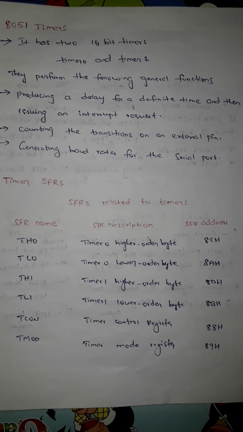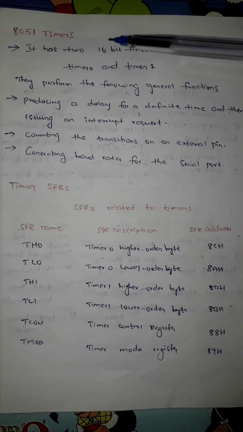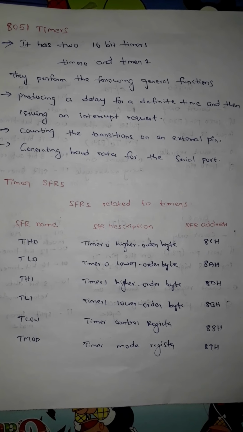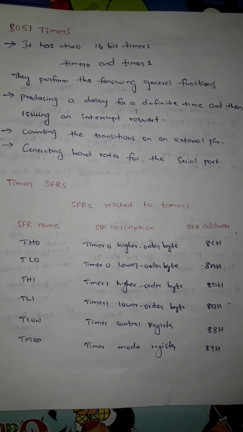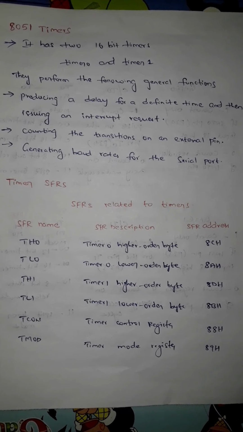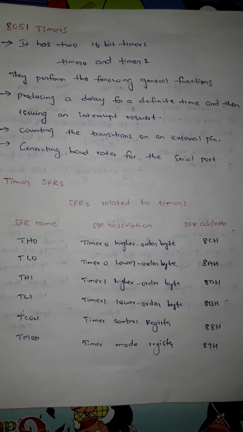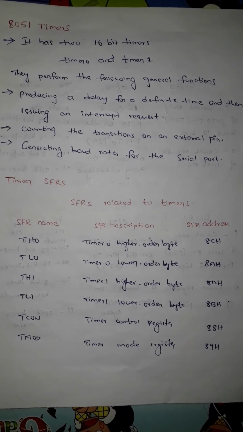Hello friends, in this video lecture today we'll discuss 8051 timers. In the 8051 we have two 16-bit timers, named timer 0 and timer 1. These timers are used to do different functions. Mainly they are used to generate a delay.